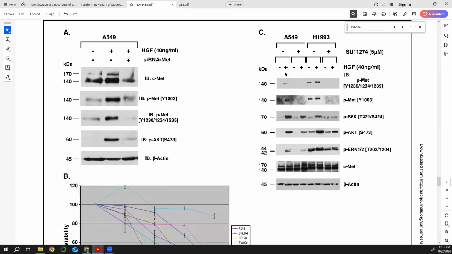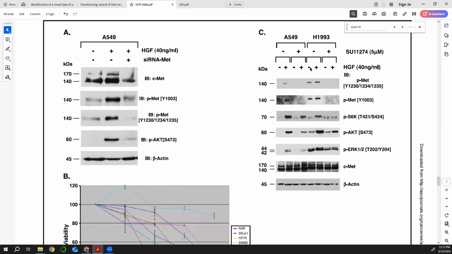Now, if you add hepatocyte growth factor, you do see an increase in downstream signaling. But once you add inhibitor, even in the presence of hepatocyte growth factor, there is at least decreased phospho-MET and decreased phospho-S6K and ERK signaling. So that's what we're seeing here compared to here. There is some decrease. You didn't completely shut it down, but we did reduce it.